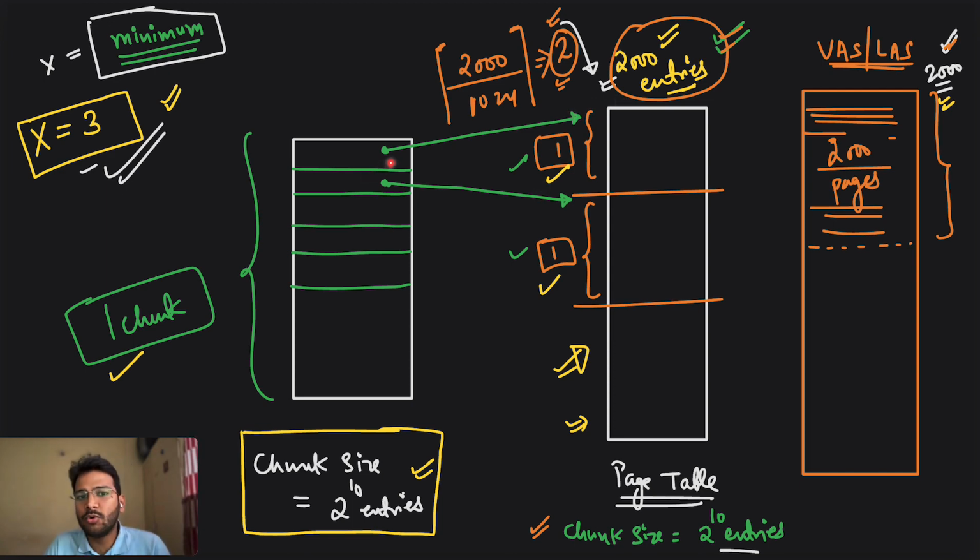And at the outermost level, every entry is pointing to 1 chunk here. We know the outermost is always going to be 1 chunk, because we are not further dividing it into chunks. That is the concept, right? So 1 plus 1 plus 1, the minimum we are getting is 3.